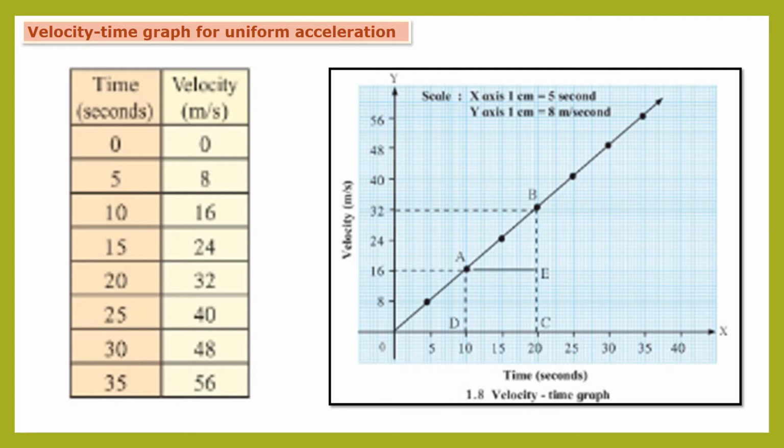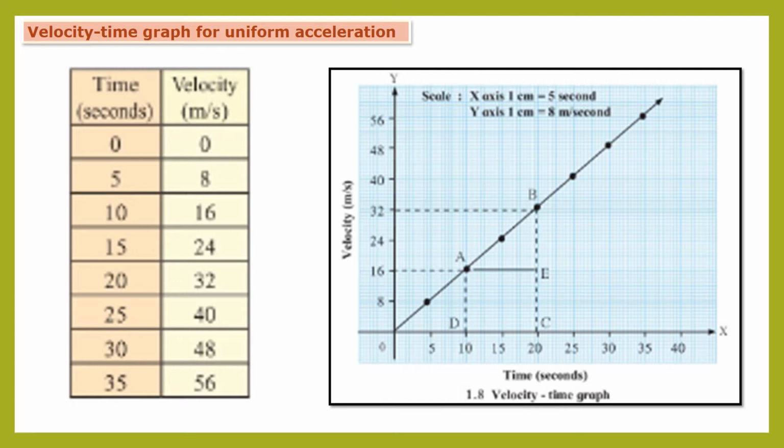From this table we understand, children, that the times are 5, 10, 15, 20, 25, 30, 35. So there is a difference of 5 seconds between two readings. And in the case of velocity, there is a difference of 8 meters per second between two readings.